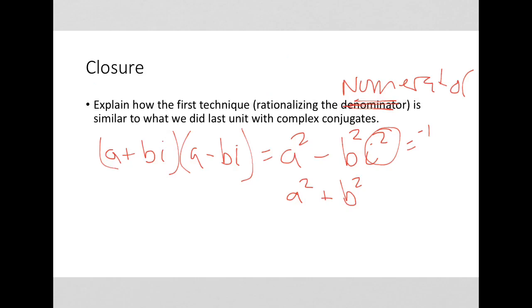We're doing the same thing here with the square roots. This time we're just simply using a plus b times a minus b to again get that difference of squares, which is a squared minus b squared.